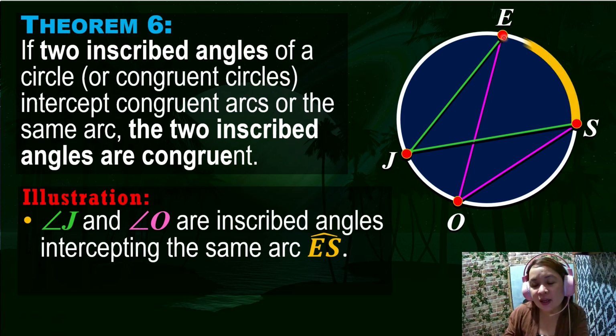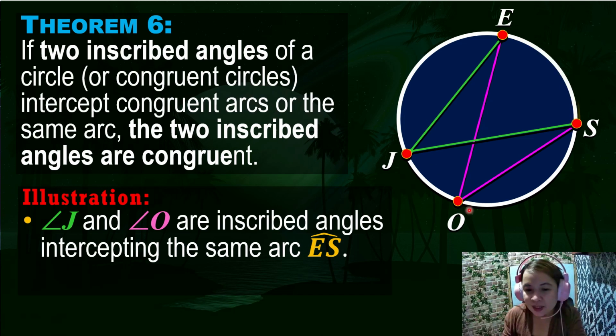So, ibig sabihin, ang intercepted arc ng angle J ay arc ES at ang intercepted arc ng angle O ay arc ES. Ngayon, kapag parehas sila ng intercepted arc, ang ibig sabihin lang nun na yung dalawang inscribed angles are congruent. So, ibig sabihin, parehas lang sila ng sukat.